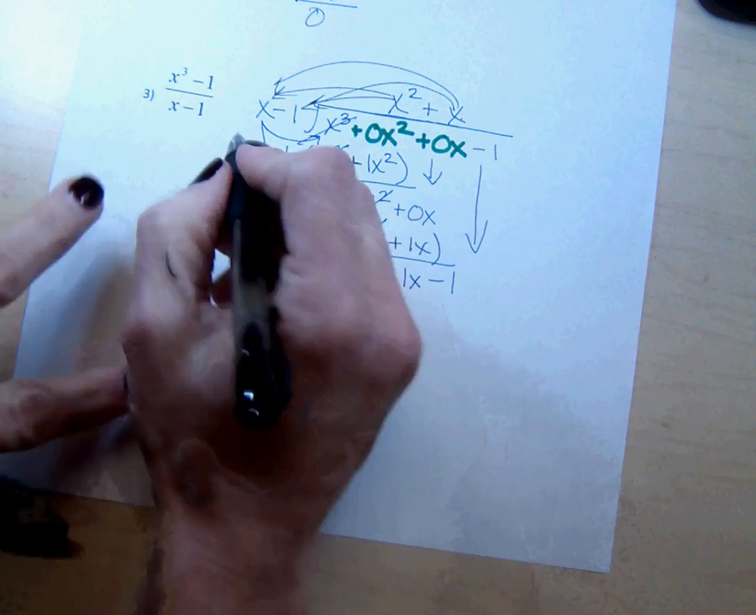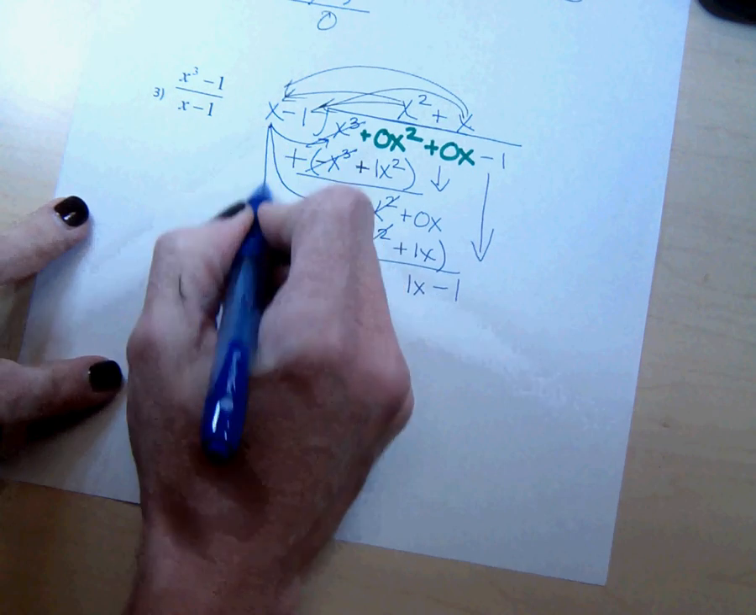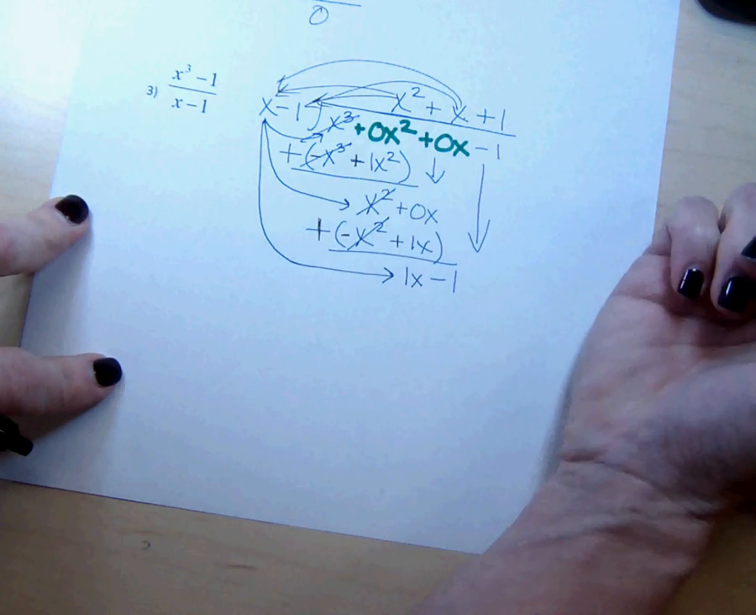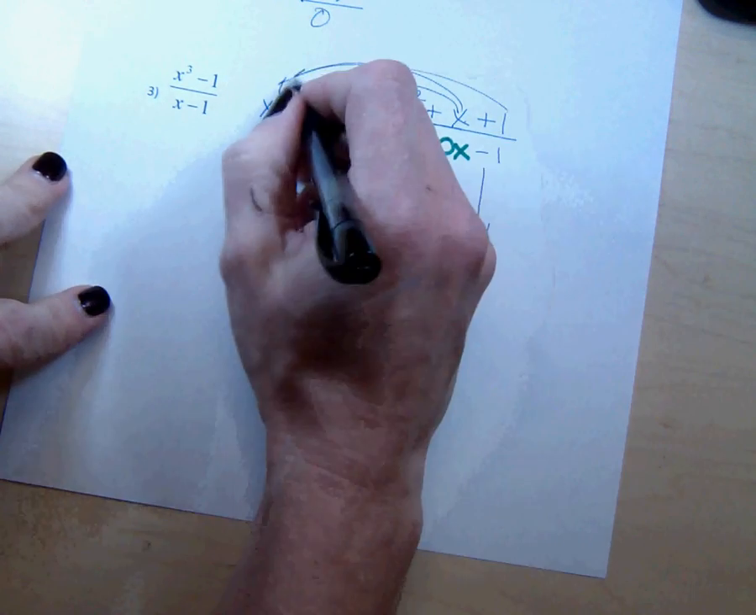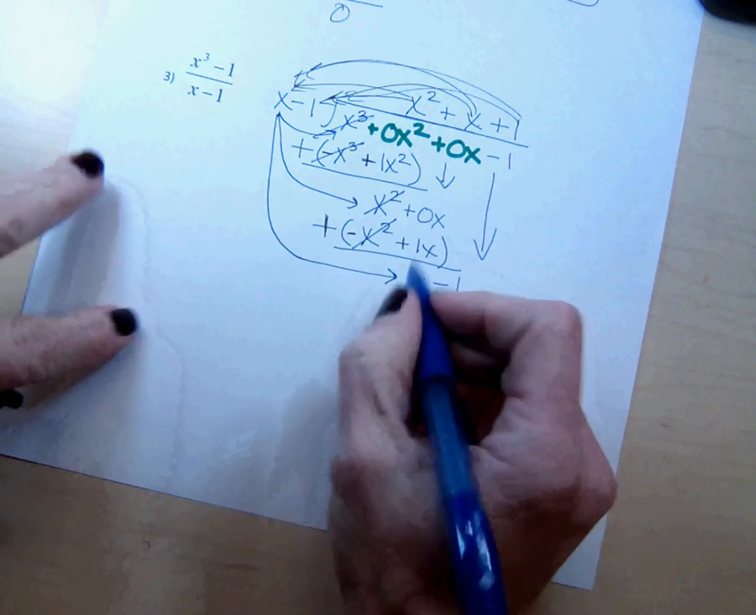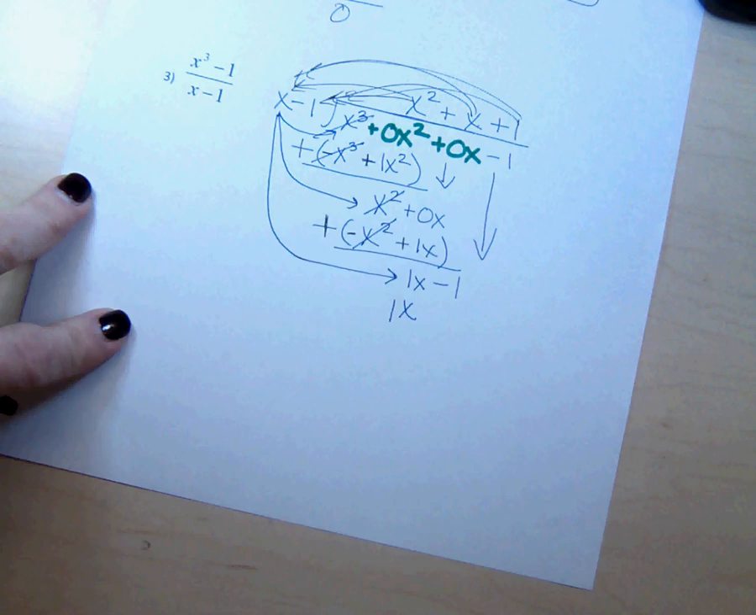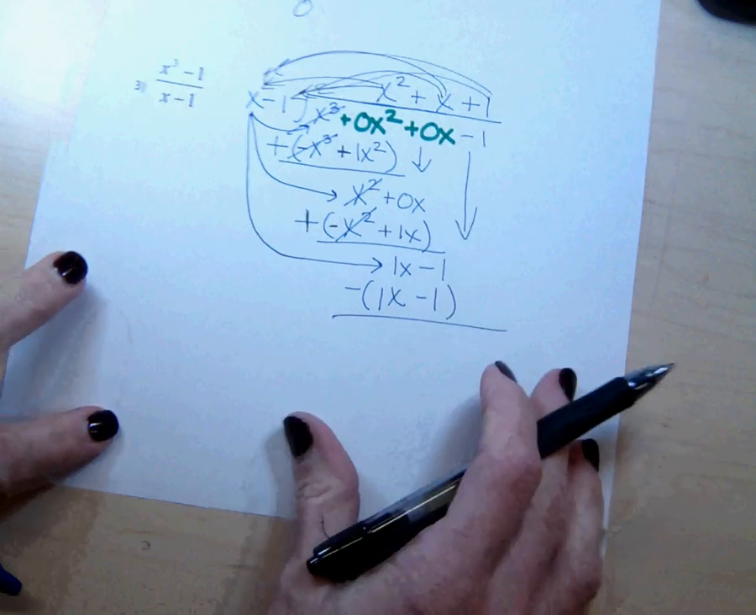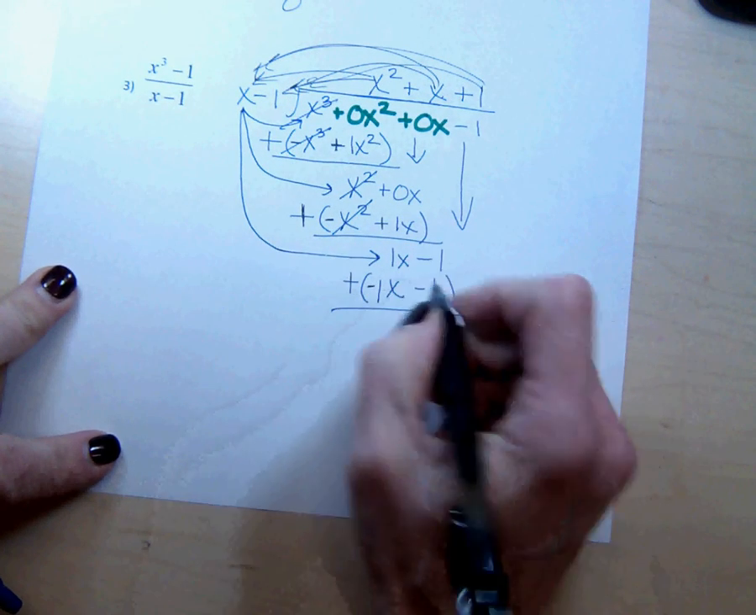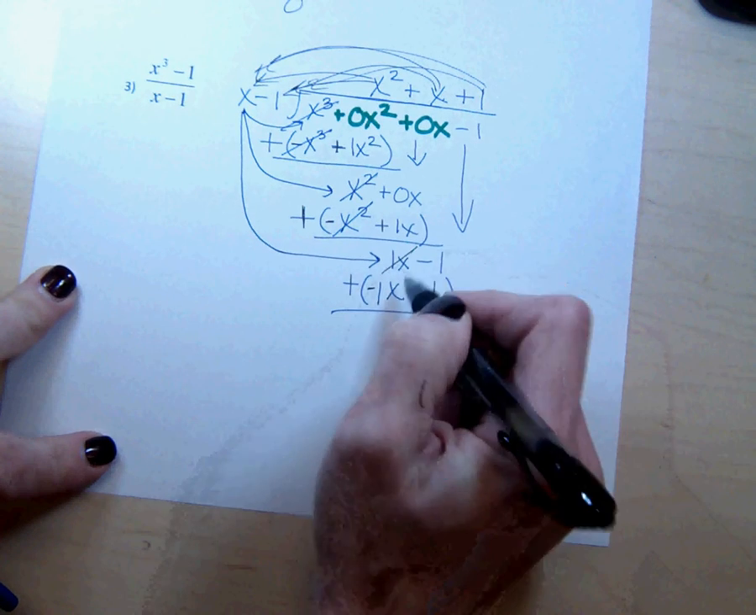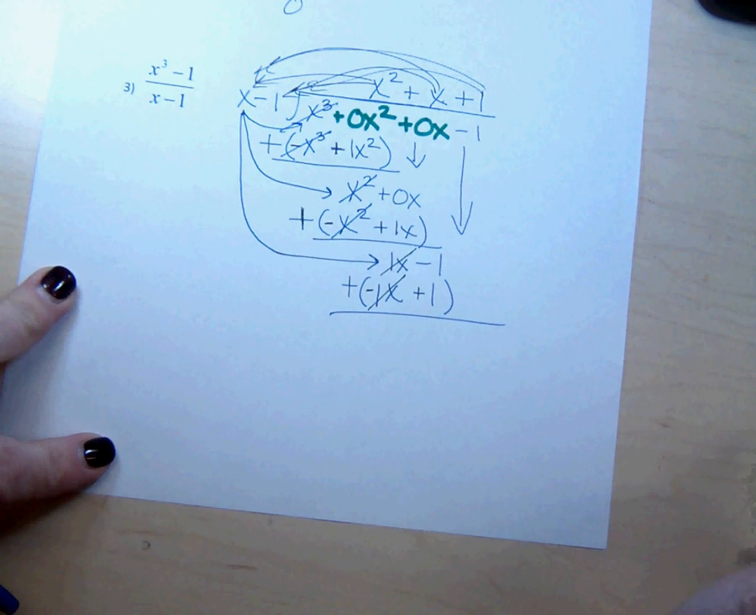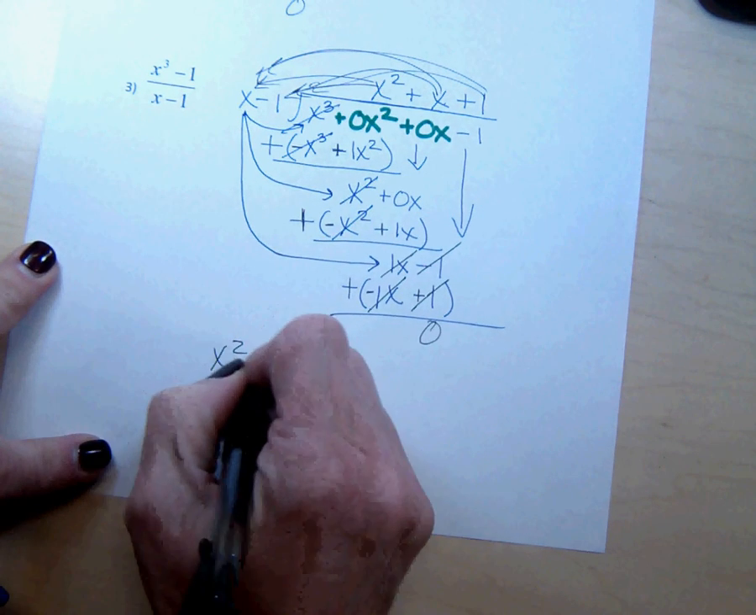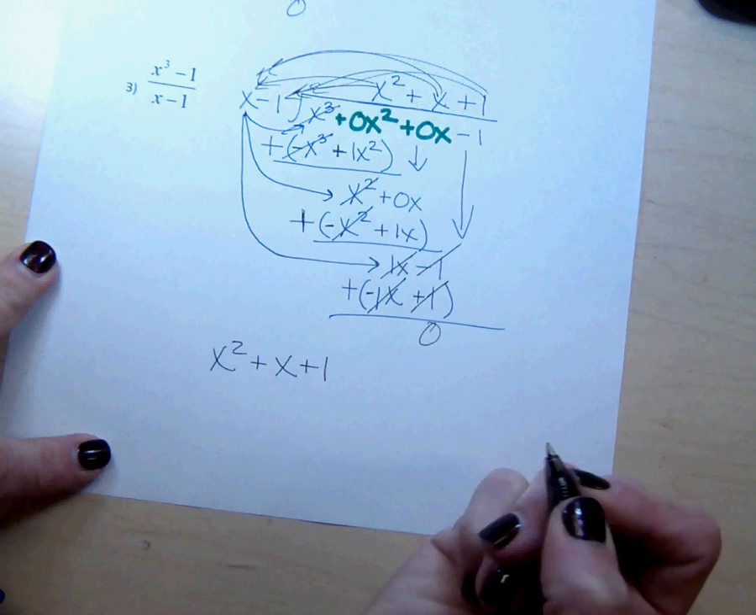And now I have one more round. So I have to ask myself, how many times does x go into 1x? Well, just once. X times 1 is 1x. And then I come back and multiply. So 1 times x is 1x, or just x, and 1 times negative 1 is negative 1. Now I'm subtracting. So I'm going to add a negative 1x, and then that becomes plus 1. So 1x plus negative 1x is 0, and negative 1 plus 1 is also 0. So my answer is x squared plus x plus 1.